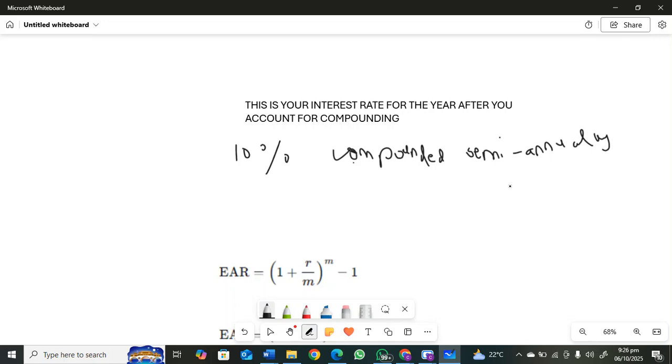All right. So this is the formula for the effective annual interest rate: 1 plus the rate divided by m, which is the number of compoundings, to the power m, minus 1. All right. So you're going to say 1 plus the interest rate, which is 10%. If it's compounded semi-annually, m equals 2, to the power 2, minus 1.